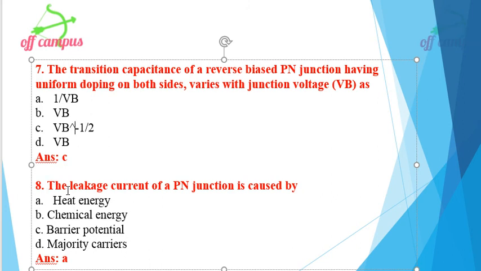Next, question number 8. The leakage current of a PN junction is caused by what? Four different options are given: heat energy, chemical energy, barrier potential, majority carriers.